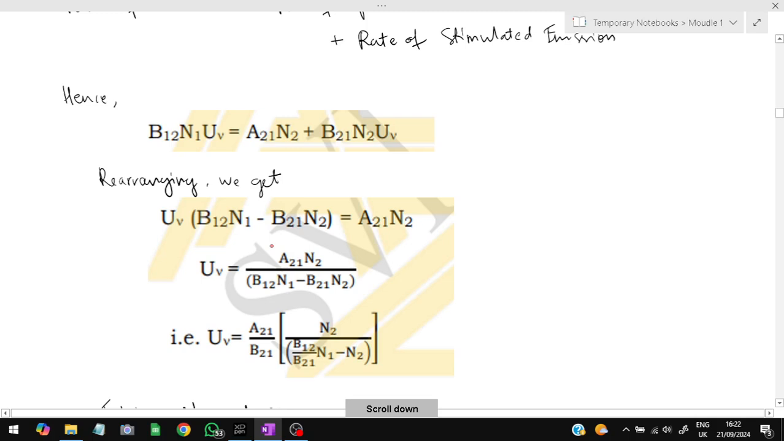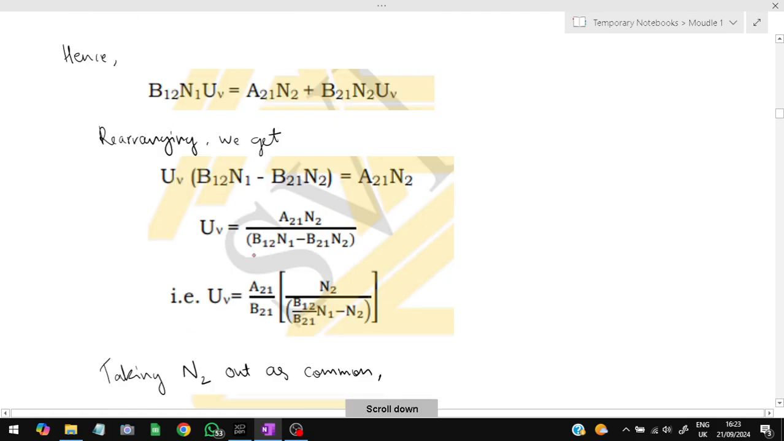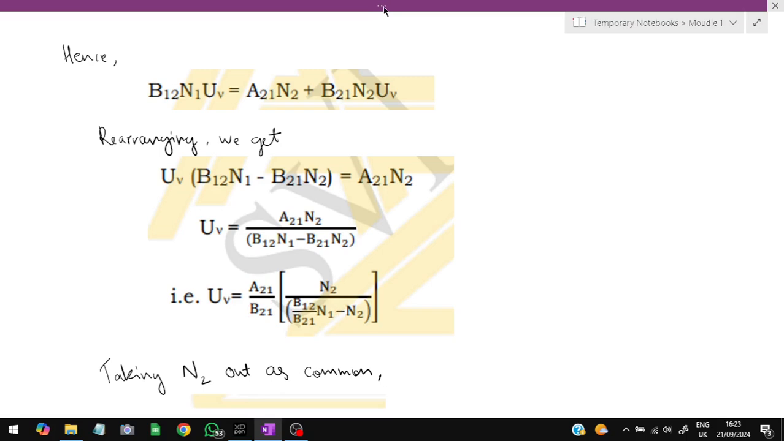Okay, now we are rearranging, very simple. We are taking the UV out from here and here, and we are keeping this in the same place. We are transferring this here, so we will obtain UV into B12 N1 from here and B21 into N2 from here. That is equal to A21 N2. Now keeping the UV here, transferring this term into the denominator, we will obtain this equation. Now we are taking N2 as common. Sorry, we are not taking N2 as common. What we are taking as common is B21. It means we are dividing this by B21, and here also we are dividing by B21. When we do that, and also take it separately, we'll be cancelling this one. I'll explain this in depth. Just give me 1 second.